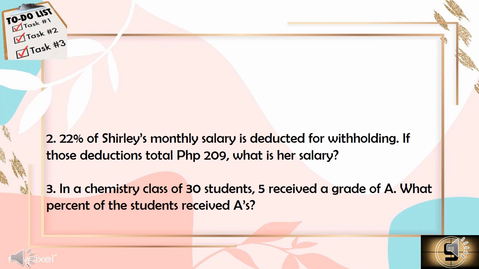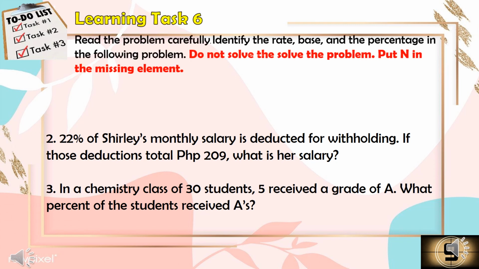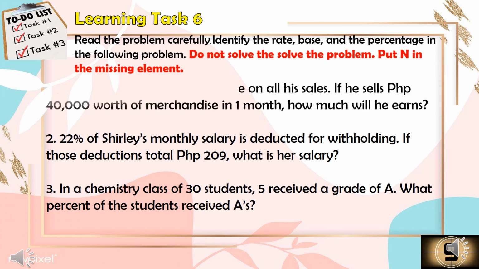Okay, so let's move on to learning task 6. Read the problem carefully and identify the rate, the base, and the percentage in the following problem. Do not solve the problem, put n in the missing element. For number 1, Joshua has 5% commission rate on all his sales. If he sells 40,000 worth of merchandise in 1 month, how much will he earn?